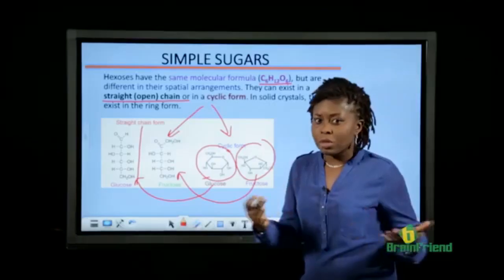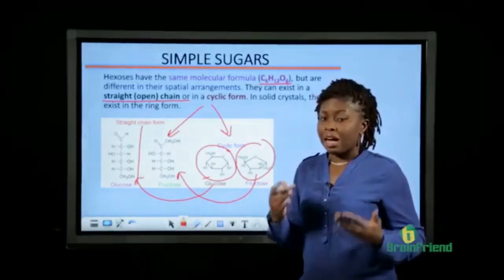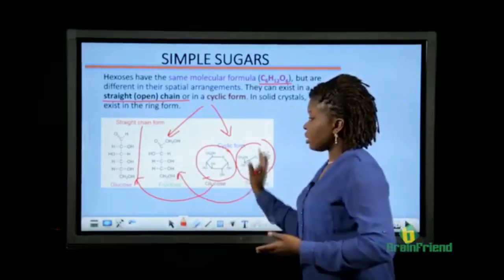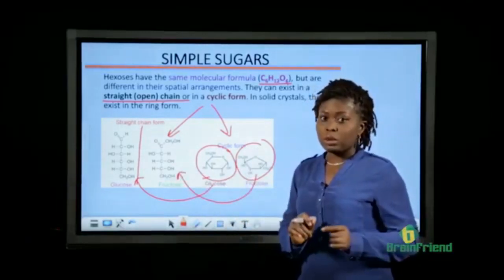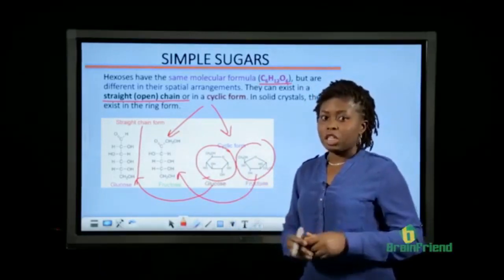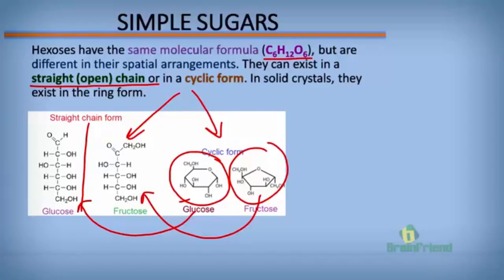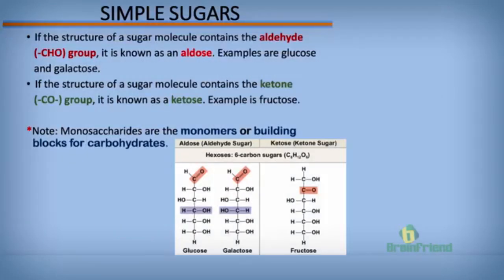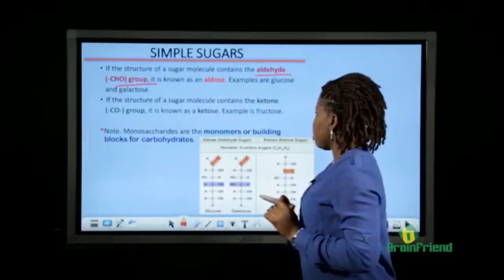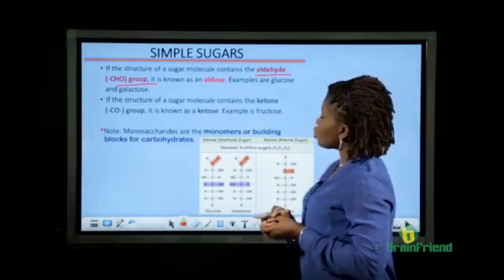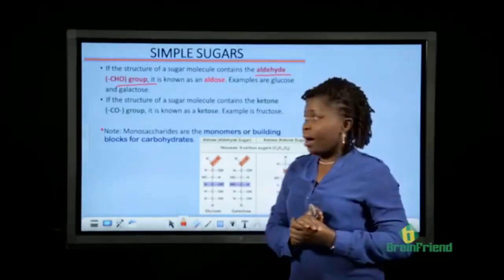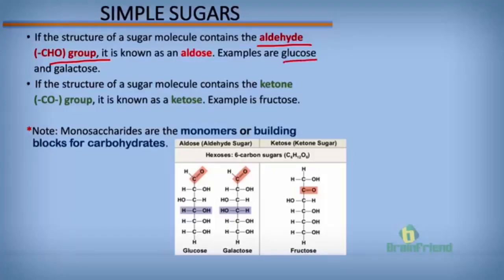So, in fact, all monosaccharides have the ability to exist in these forms. And it's important we know this because later on in our lesson, we are going to see why it's important that they exist in the open chain form. Now, still on monosaccharides, if the structure of a sugar molecule contains the aldehyde group, it is known as what? An aldose. Examples of such sugar molecules with the aldehyde group are glucose and galactose.